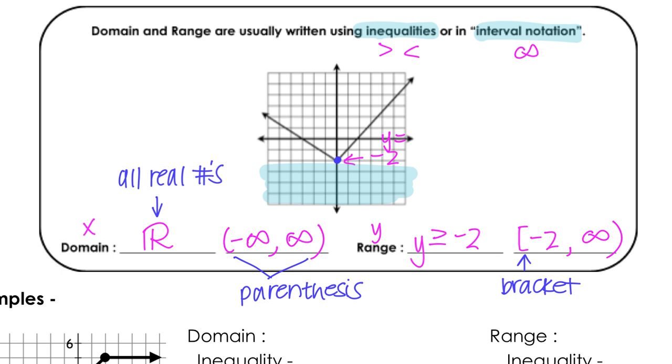Anything that's closed, a closed circle or just a solid line, gets a bracket. Anything that's an open circle, which we'll get to later, will get a parenthesis. Infinities get parentheses, always. So you'll notice I started with a bracket, but since I ended with an infinity sign, I end with a parentheses. Very specific notation there that will all be worth points on quizzes and tests.